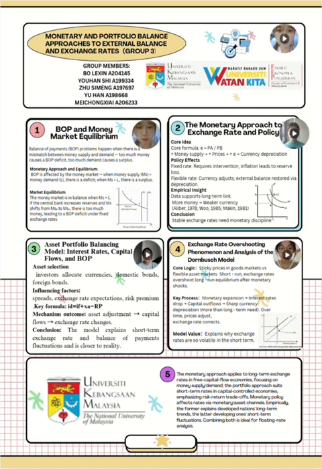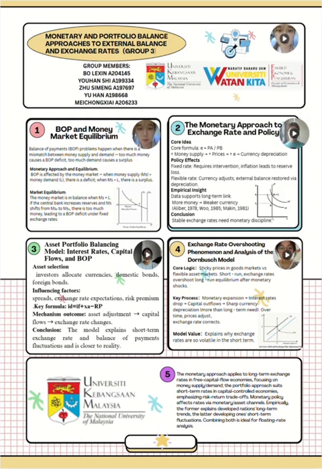The first one is balance of payments and money market equilibrium. Balance of payments problems happen when there is a mismatch between money supply and demand. Too much money causes a balance of payments deficit. Too much demand causes a surplus.